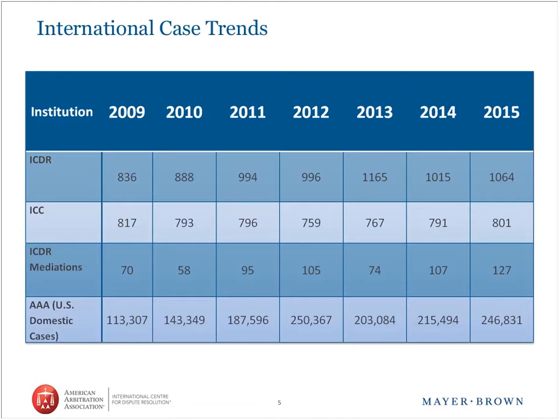So you can also see here that the ICC's caseload has also been very strong over the years historically, and mediations as well. And just to give you a reference point, the AAA domestic caseload surpasses all these by leaps and bounds, but you can get a feel. The LCIA caseload is probably about half of the ICC's historically in terms of year-in, year-out caseload activity. I don't know if you have any comments here, Jim or Sarah, but that kind of gives you just a feel as to what's going on.